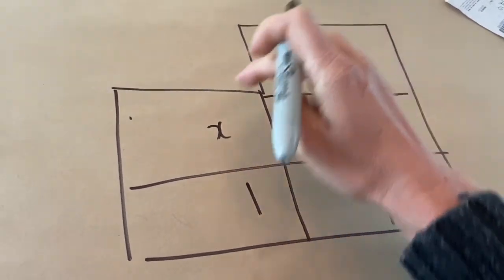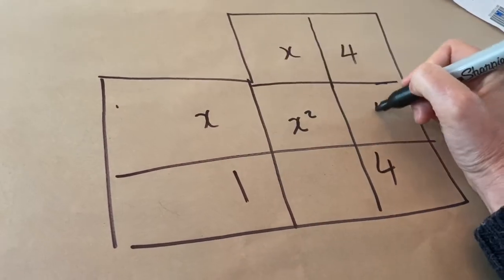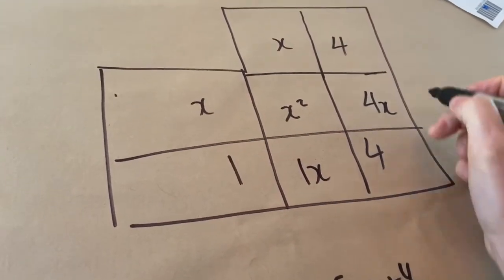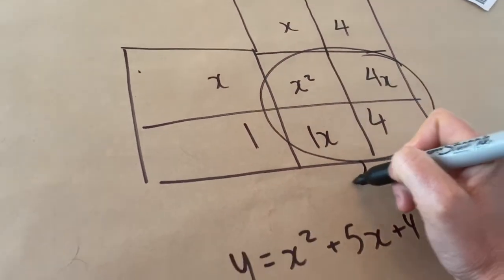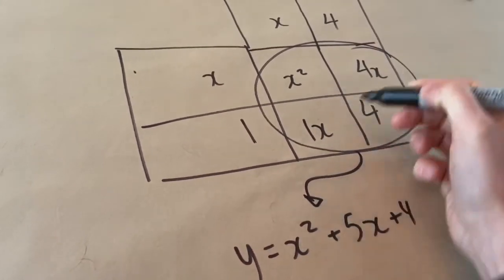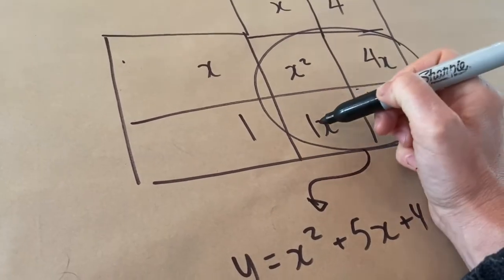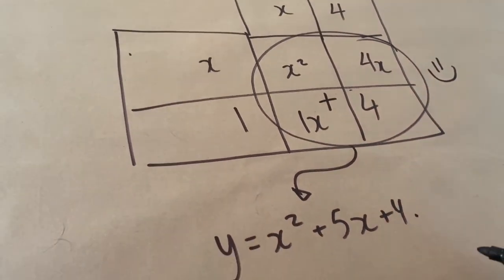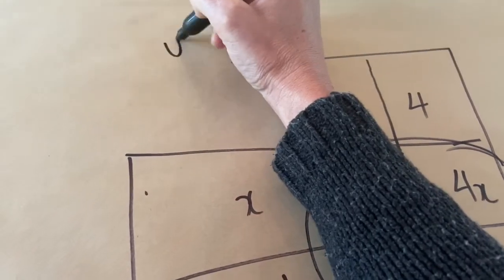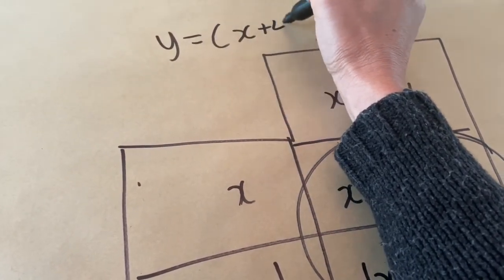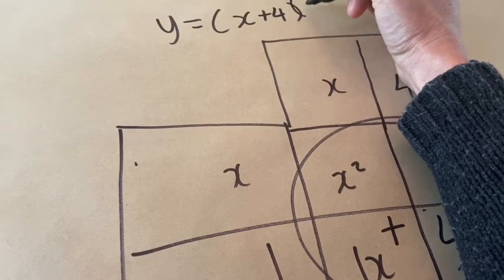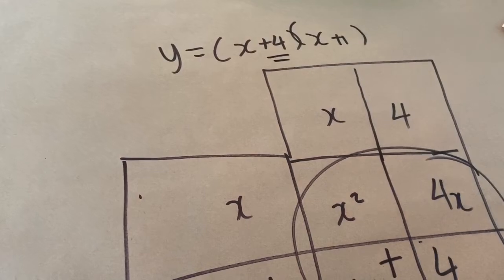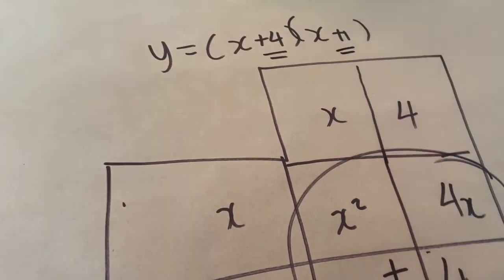Does 4 times 1 give you 4? Yes. X times x gives you x squared. 4 times x gives you 4x. 1 times x gives you 1x. 1 times 4 gives you 4. Now let's check to see if what we have on the inside matches what we have here. X squared, we have the 4. 4x plus 1x gives me 5x. So that means this right here is correct, which tells us that our equation in factored form needs to be x plus 4, x plus 1, which means that if I graph that, you'd have 1 x-intercept at minus 4 and 1 x-intercept at minus 1.